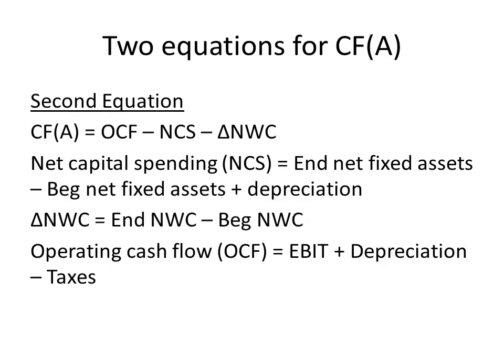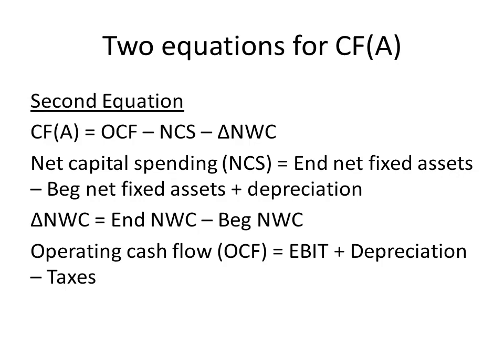The first equation we looked at shows where the money goes to. This equation shows where the money came from. It's the operations of the firm and what kinds of investments we've been making, along with some changes in our net working capital. So our second equation is cash flow from assets is equal to operating cash flow minus net capital spending minus the change in net working capital.